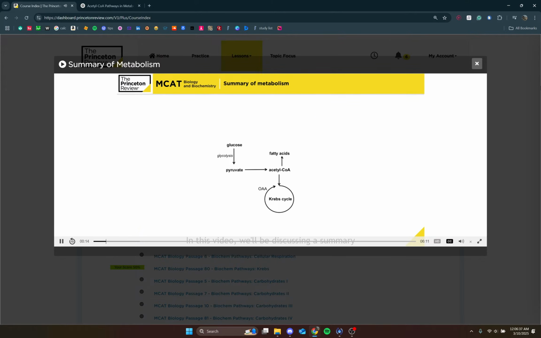In this video, we'll be discussing a summary of the metabolic pathways. Our main metabolic pathway is glycolysis, where we take a little bit of glucose and break it down into pyruvate. That pyruvate is then converted into acetyl-CoA, and the acetyl-CoA is put into the Krebs cycle. We generate a little bit of net ATP here in glycolysis.